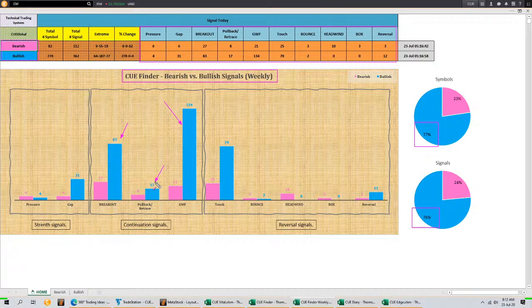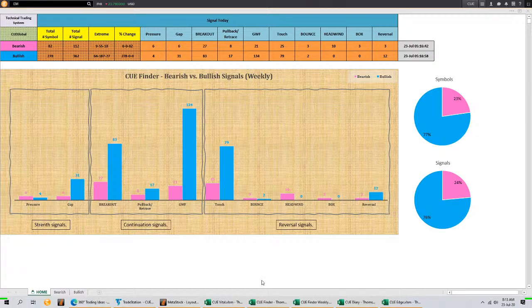Pullback to support and then going up in an uptrend is also more bullish than bearish. All the continuation signals are bullish in the weekly interval. Even the reversal signals, whether it is touching the memory support or a reversal candle in the weekly chart, both are again more bullish than bearish. Strength signals in terms of gap, overall you can say it is more bullish. Gap is more bullish and a little bit less so in terms of pressure, but overall this weekly finder picture is very bullish, no doubt about that.